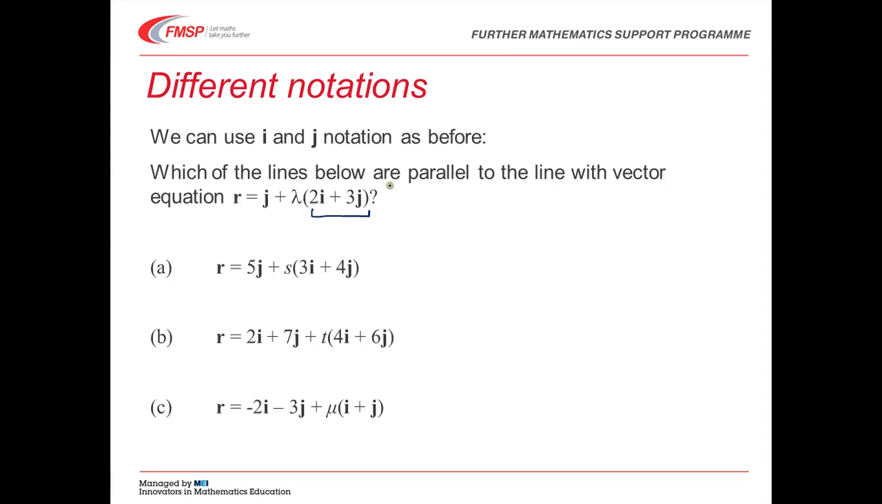So if I've got a line which is parallel to that, it must have the same direction vector. So looking at this one, that's got a different direction vector. This one, however, 4i plus 6j, is just a multiple of 2i plus 3j, and so will do quite nicely as the direction vector. So that one is parallel. And the final one, the direction vector i plus j, is not parallel, so that line isn't parallel.